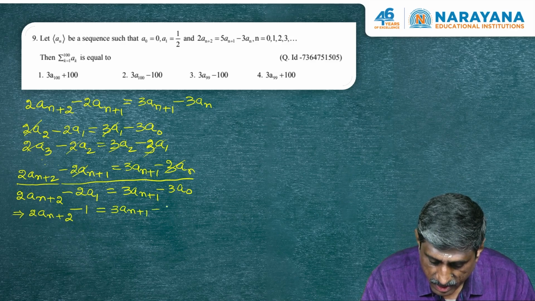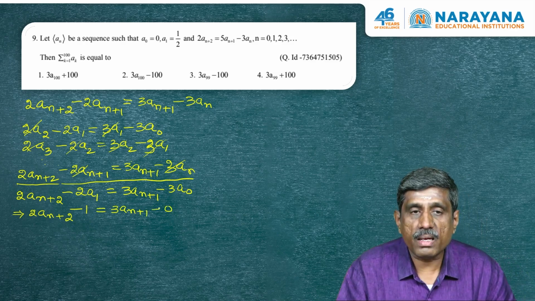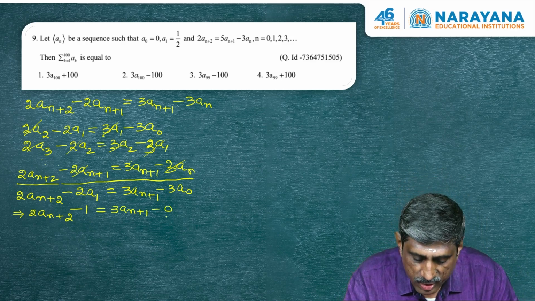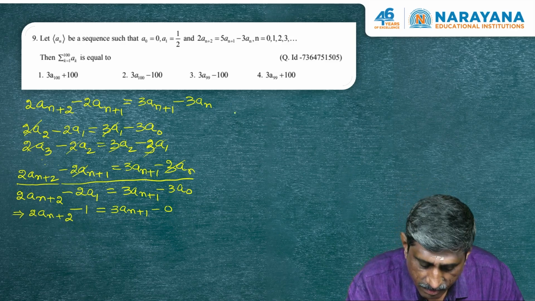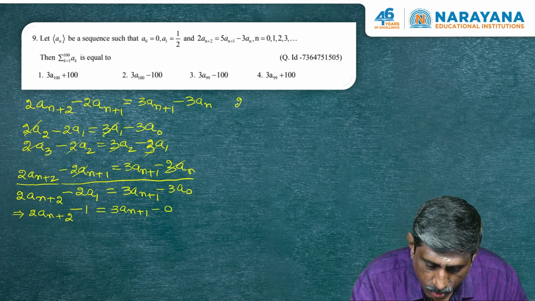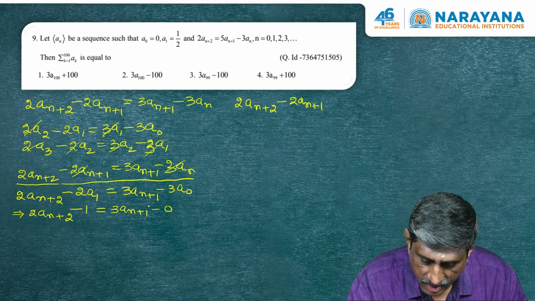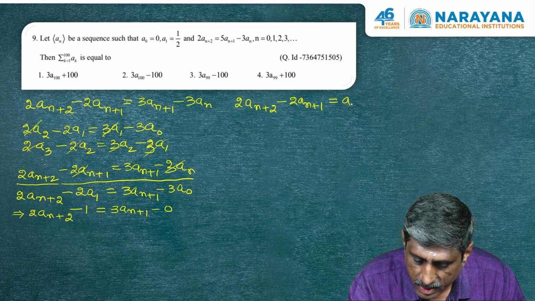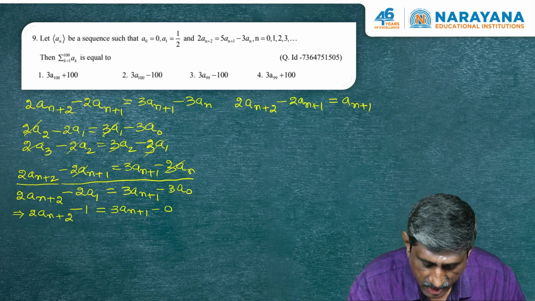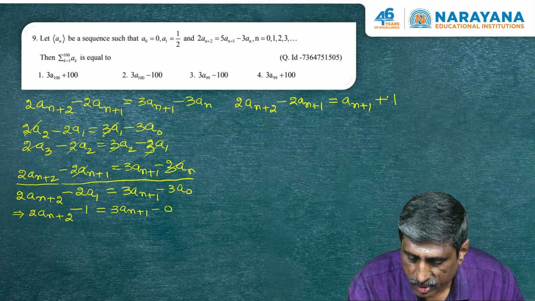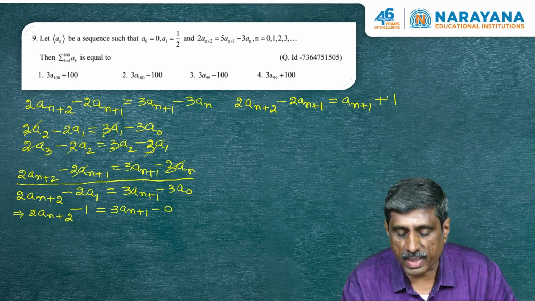= 3a_{n+1} − 0. Here I am going to apply the same procedure again. I will just write here: 2a_{n+2} − 2a_{n+1} = a_{n+1} − 1. I will keep it as it is here. That minus 1 I will bring to the right hand side, it is going to become plus 1.